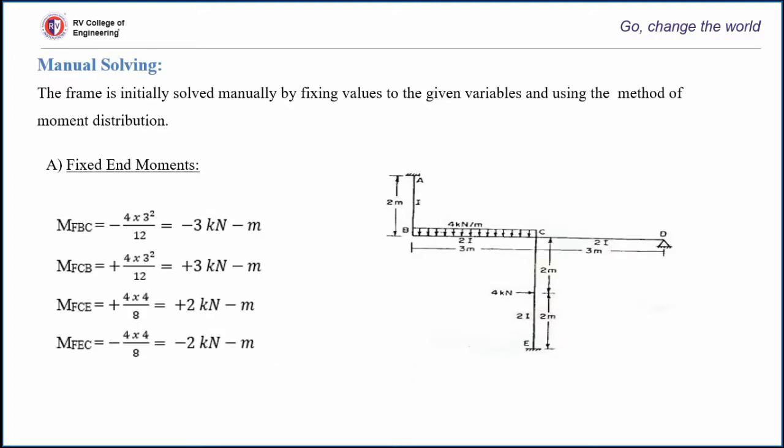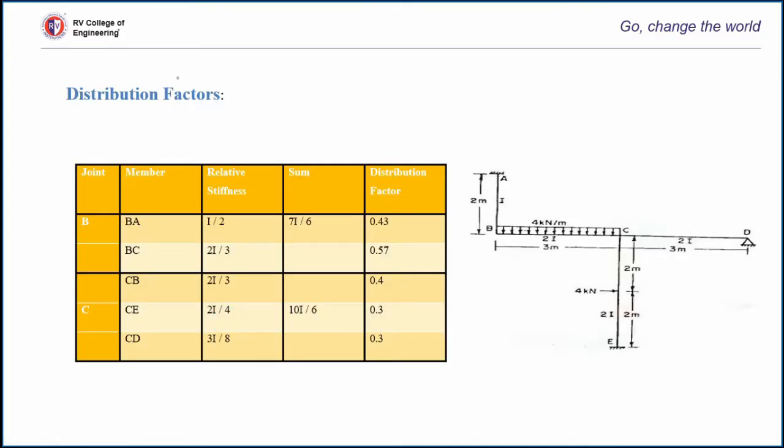We know that the fixed end moments caused by the UDL is WL square by 12, and by the point load is WAB square by L square and WA square B by L square. Since the point load is symmetric, it is WL by 8. So by calculating, we get the following values. And by usual calculation, we get the relative stiffness, and by dividing the relative stiffness with this sum, we get the distribution factors.